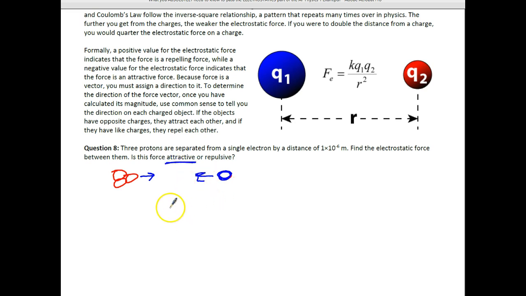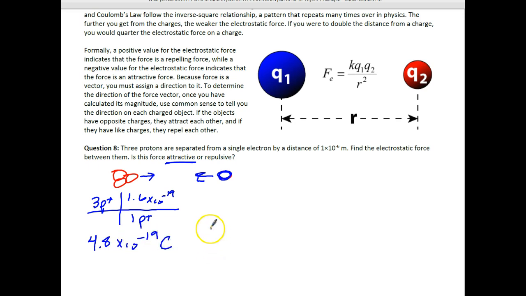So now we have that out of the way. Let's go ahead and solve for this problem. First thing we need to do is think about the charge on these 3 protons. So I've got 3 protons, and like we said before, we've got to figure out what the charge is. I know that one proton has a charge of about 1.6 times 10 to the negative 19th coulombs. And so when I multiply 3 times the 1.6 times 10 to the negative 19th, I get 4.8 times 10 to the negative 19th coulombs.